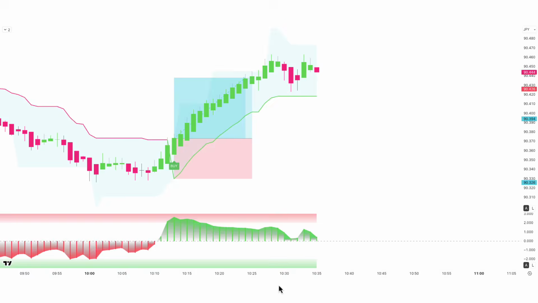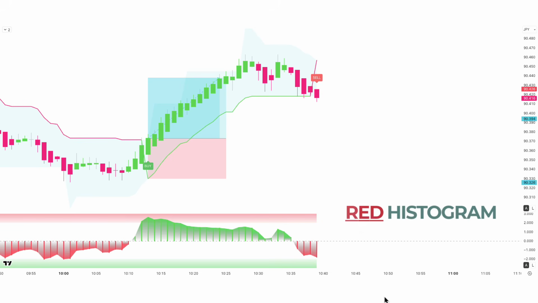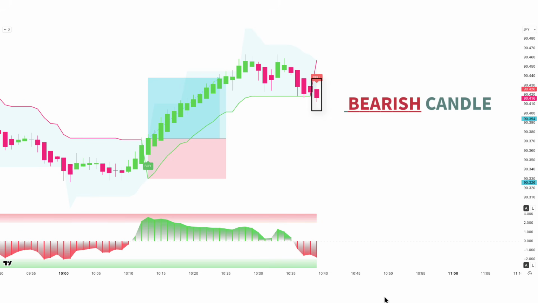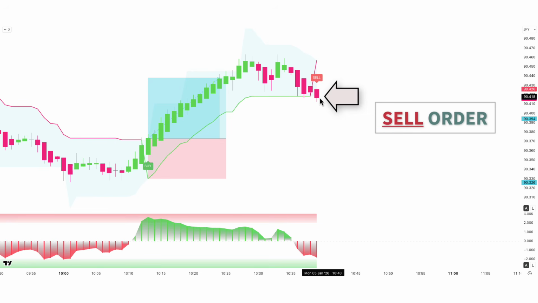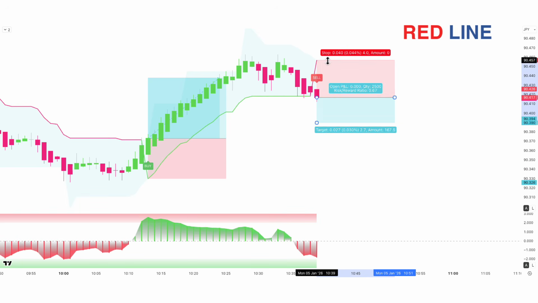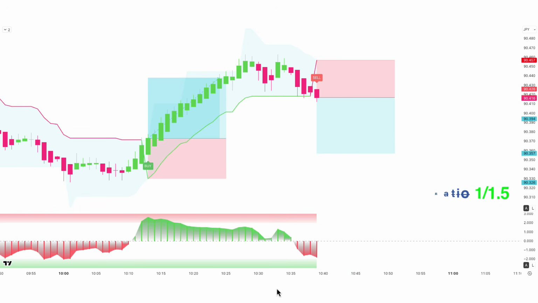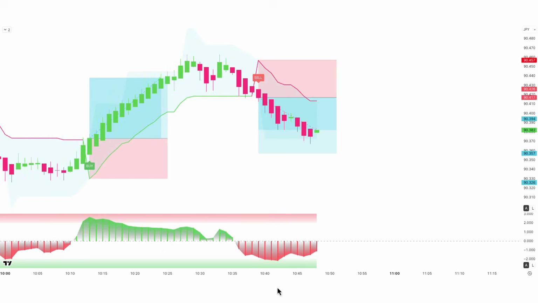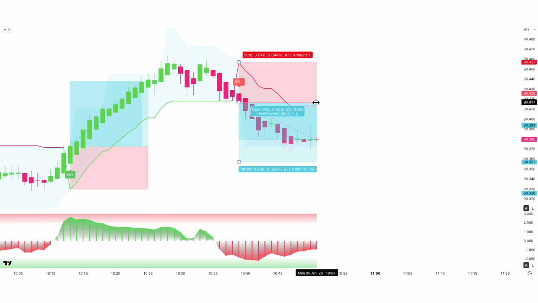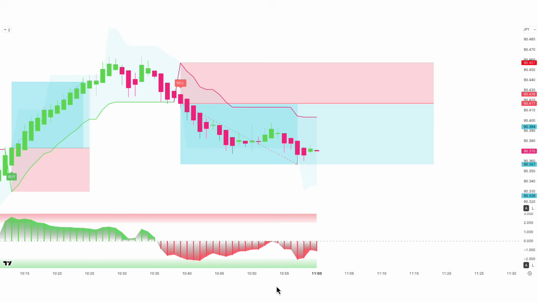Let's find the next trade. Here the Super Trend arrow of this indicator is a sell signal. Here the normalized indicator shows a red area histogram. Here the market has made a bearish candle to give confirmation. So all our conditions are being fulfilled, so we are placing an order to sell. Our stop loss is to be placed at the red line, and the risk to reward ratio will be 1:1.5. Let's see what happens to our trade. Our trade is running in profit. We have won the trade.